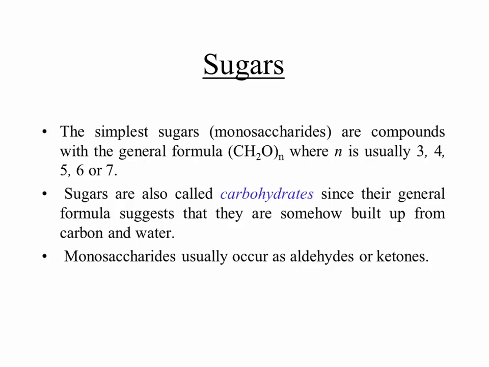So first, let's look at sugars, right? The simplest sugars, which are called monosaccharides, are compounds that have the general formula CH2O, right, and N. That's why it's called carbohydrates, because it's carbon and water, CH2O, and N is usually a number like 3, 4, 5, 6, or 7. If N is 6, then it's the sugar that is called glucose. So monosaccharides usually occur as aldehydes or ketones.